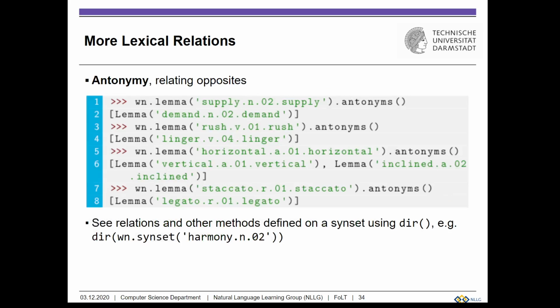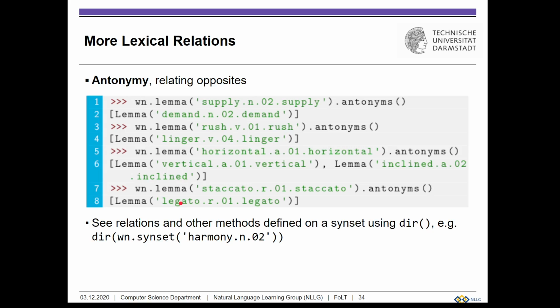And of course, antonymy is also a relationship that you know from elementary school education, let's say, or from elementary linguistics. We can take the synset for supply, and we get its antonym, and it would be demand. Rush is maybe linger, horizontal is maybe vertical, or inclined, so it can have multiple antonyms, and staccato is maybe legato.